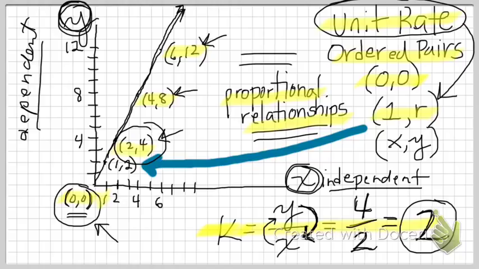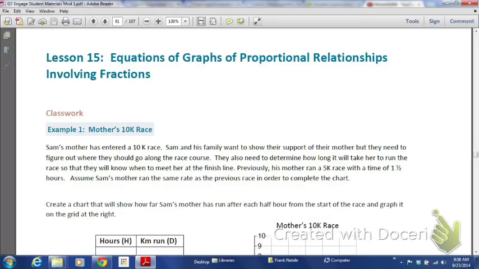So with that review, what I want you to be able to see here, the goal, is to help you see the relationship between the unit rate and the changes in x and y. Hopefully you're getting that idea, and you might have known it already. So let's go ahead and go back. Let's start here with our first example, mother's 10K race.